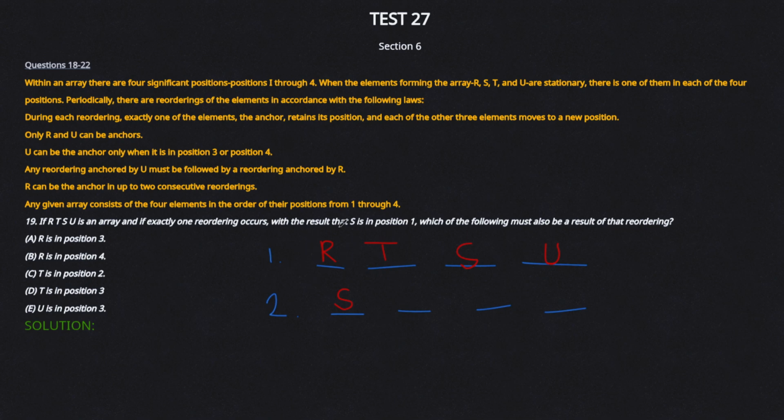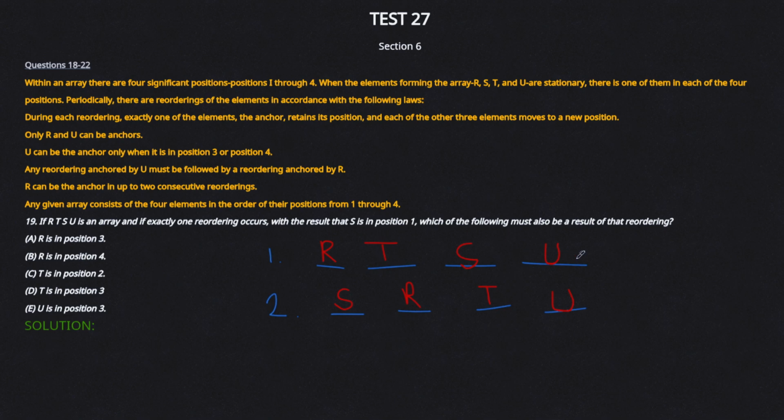So we know R is not an anchor, because if R was an anchor, it would have retained its position. So U is our anchor. So U will stay at position number 4, and then R will shift its position. So we have two empty spaces left, number 2 and number 3, but R has to go at number 2 because T will have to change its position as well. So T will go at number 3. So we're left with S, R, T, and U.